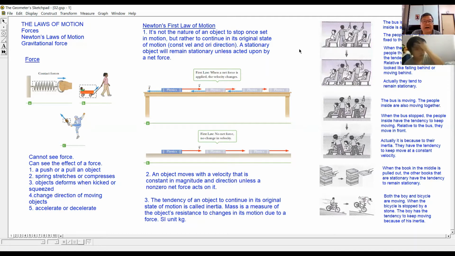Okay, so far, any question? Do you know what I am trying to describe to you about these people not moving inside the bus?